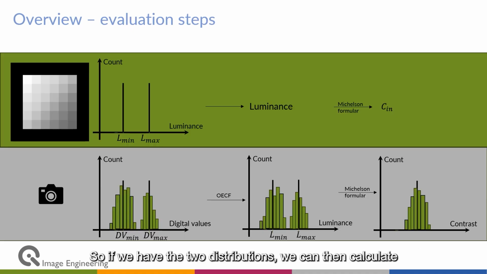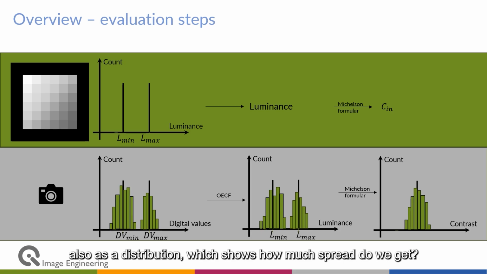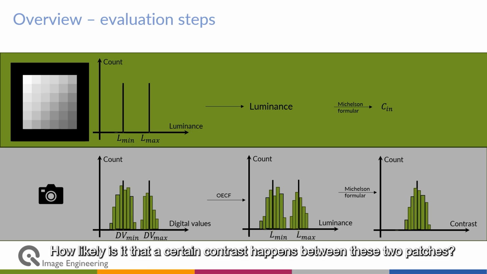So if we have the two distributions, we can then calculate the probability density function. That tells us what the distribution of contrast is between these two distributions. We randomly pick one pixel from one distribution and one pixel from the other distribution, and we do that over and over again. With that, we get the probability density function and can say how much spread I get, and how likely it is that a certain contrast happens between these two patches.